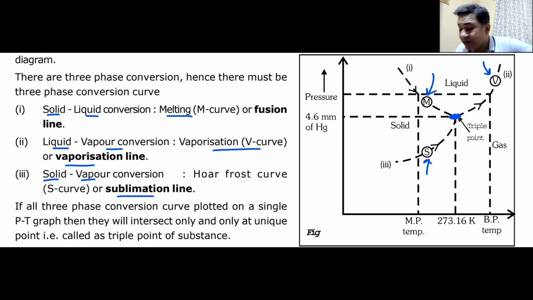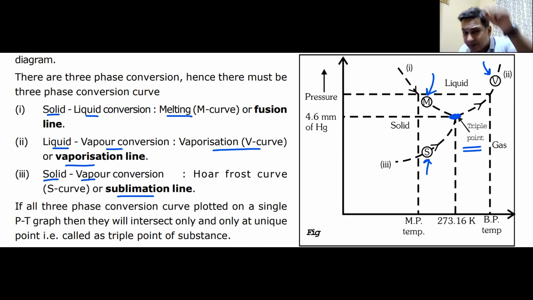Now this is a specific point which comes at a specific pressure and specific temperature, in which water, or any substance, can exist in all three states. It can exist as liquid, as solid, and as vapor. This is known as the triple point. Do we all understand this? You just have to see it from the diagram and understand that this point is known as the triple point.